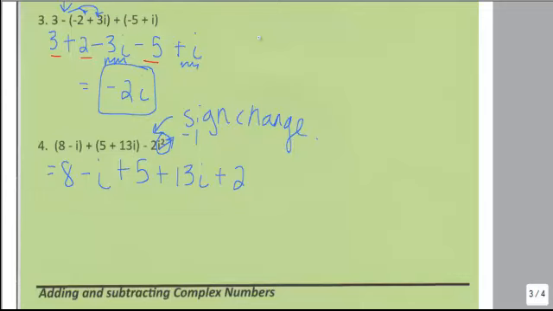Okay. So when we combine like terms, we have an 8, a 5, and a 2 with no letter. 8 plus 5 is 13, plus 2 is 15. Okay, then we have a -i and a +13i, which together gives you a +12i. So when adding and subtracting, all you need to do is to combine like terms.